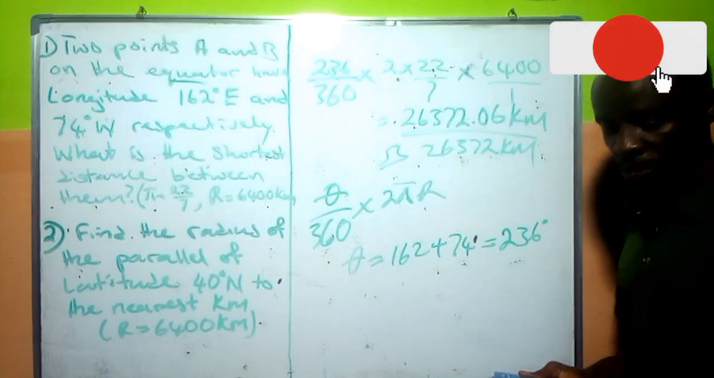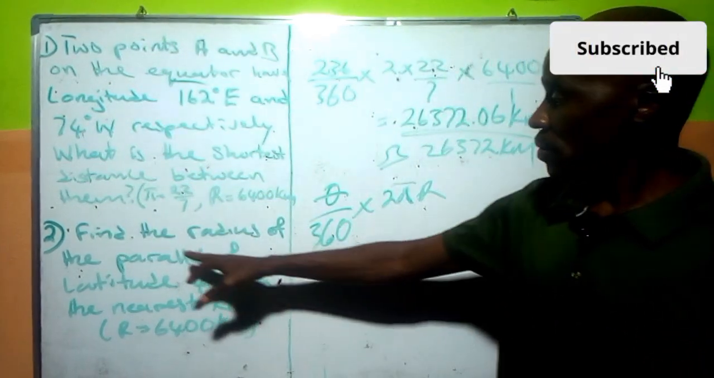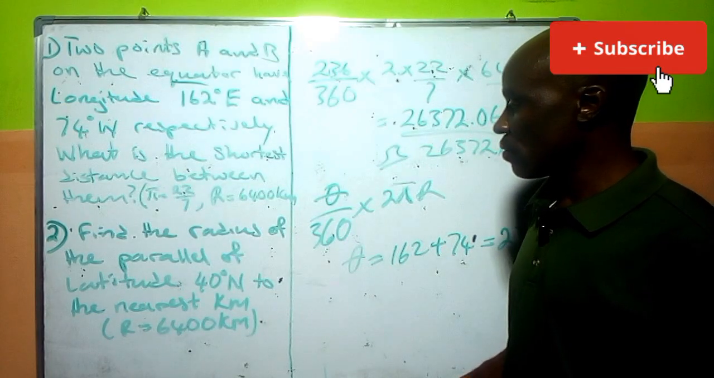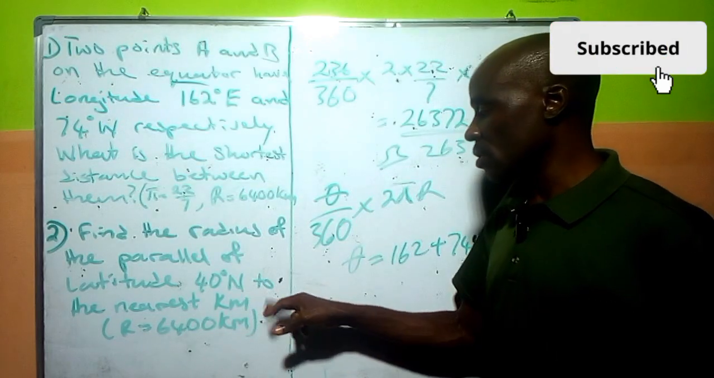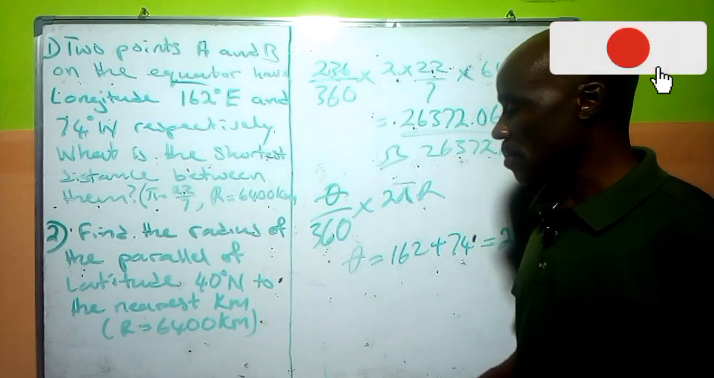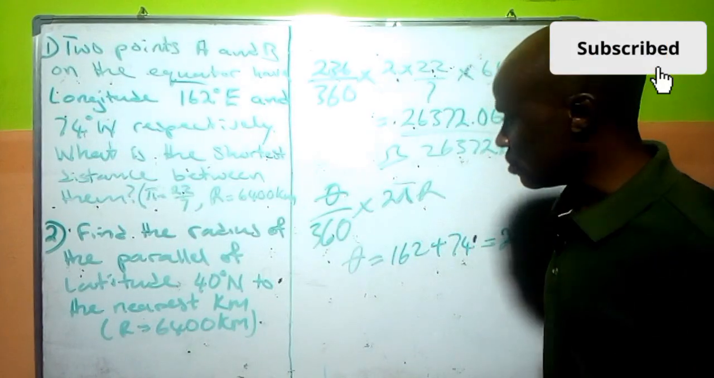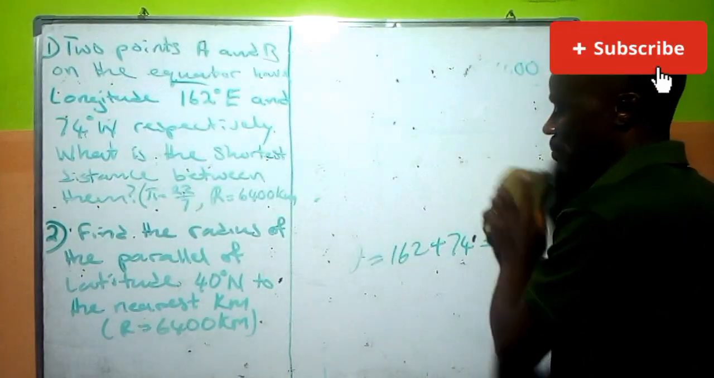The next question here says that we should find the radius of the parallel of latitude 40 degree north to the nearest kilometer. So now here we're looking at the parallel of latitude, the radius of the parallel of latitude.